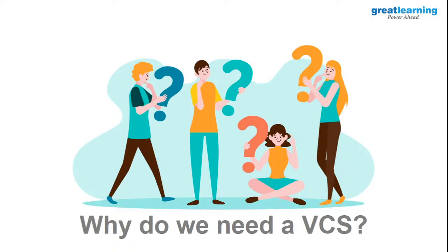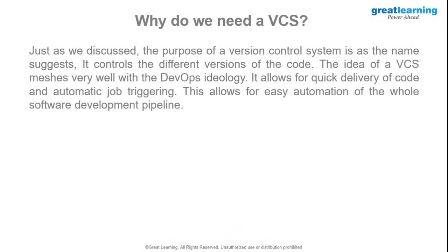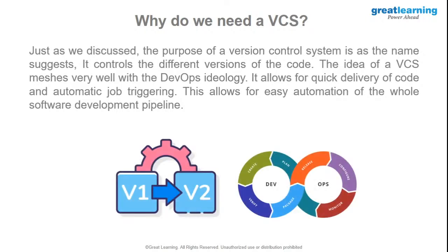Coming back to what I said earlier, the purpose of a version control system, as the name suggests, is to control different versions of the code. It allows for quick delivery of code and automatic job triggering. This allows for easy automation of the whole software development pipeline. So that's why we need version control: when you develop software using any methodology like DevOps or Agile, you have to develop in quick succession and as efficiently as possible. You do it with the help of a software development pipeline, and to integrate the development part into that pipeline, you have to make use of a version control system. All right, so you'll understand what I'm talking about when we go deeper.